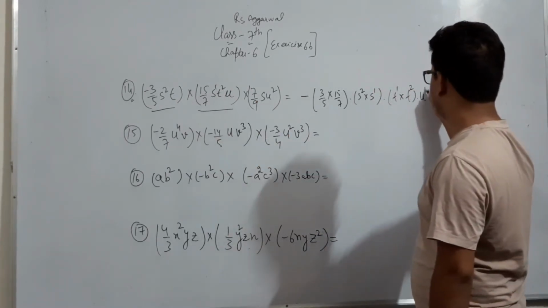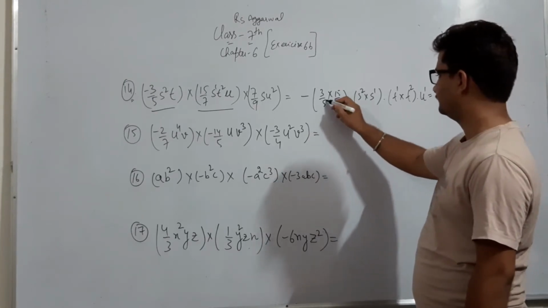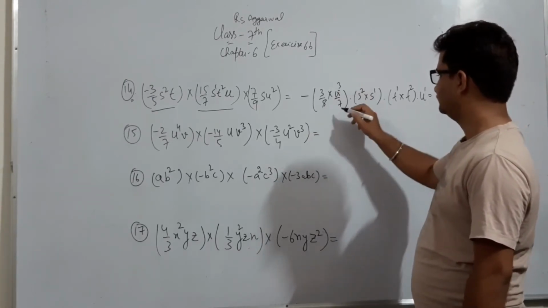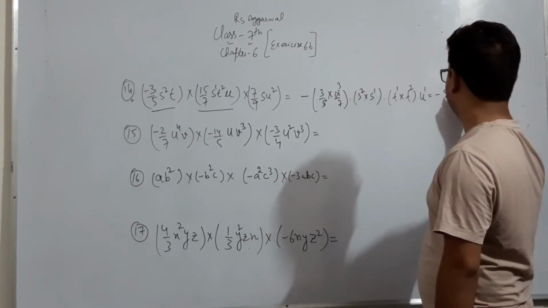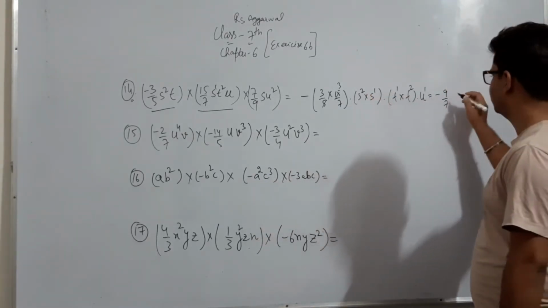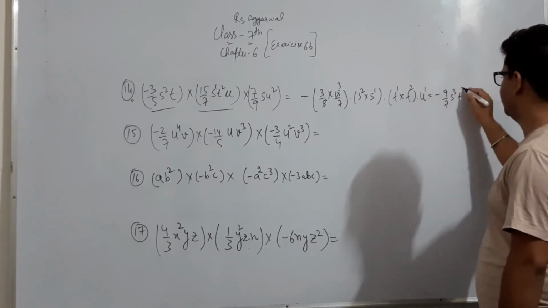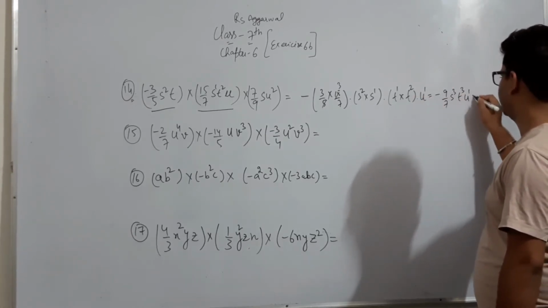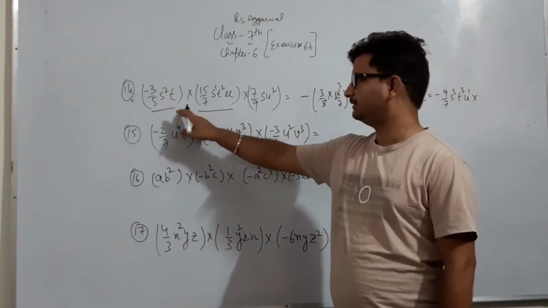And the next variable here is u, so we take u raised to power 1. Okay, so now we multiply this: 7 5 3 is 15, so this is minus 3 3 is 9 upon 7, and s raised to power 2 and s raised to power 1 is s raised to power 3, t raised to power 1 plus 2 is 3, and u raised to power 1. Now this is the answer of these two terms when we multiply.